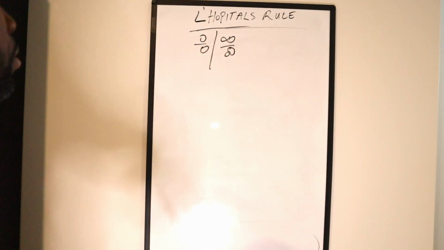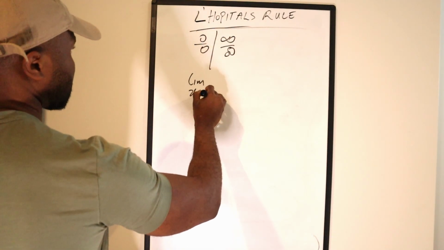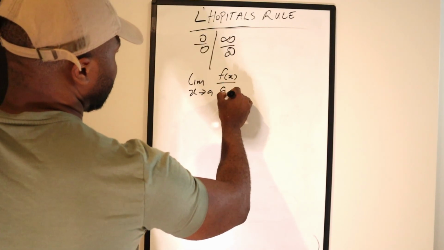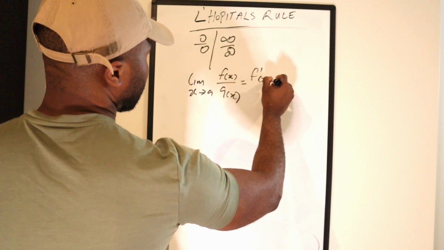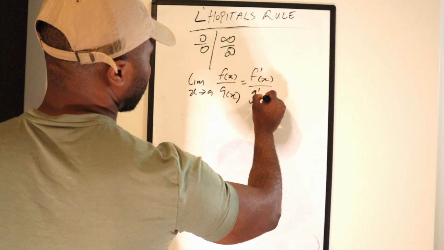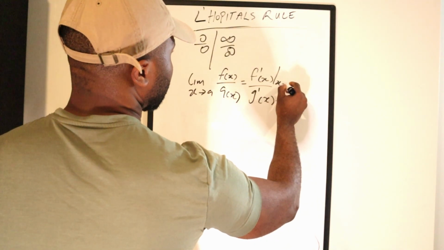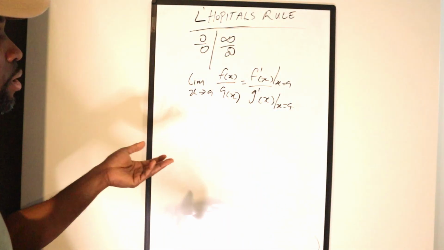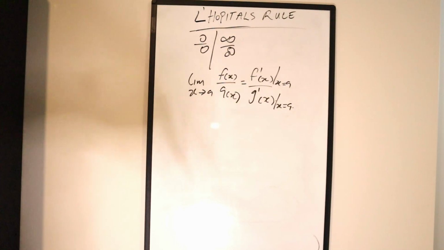So L'Hopital's rule says that when you have the limit as x approaches a of f(x) over g(x), you need to differentiate the numerator and differentiate the denominator, and plug in x equals a. So this is how to apply L'Hopital's rule. You differentiate the numerator, differentiate the denominator, and plug in x equals a.